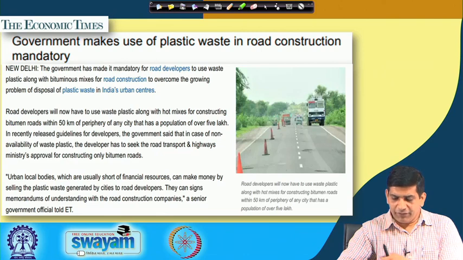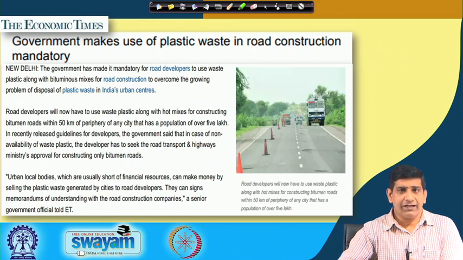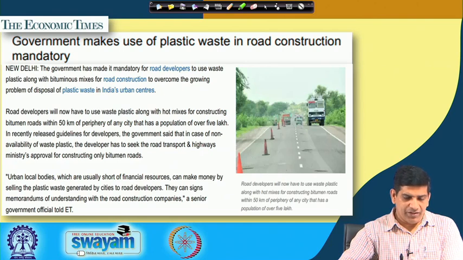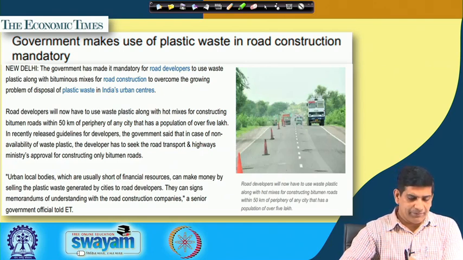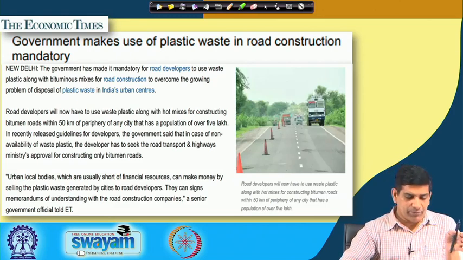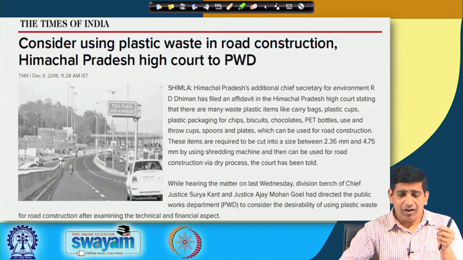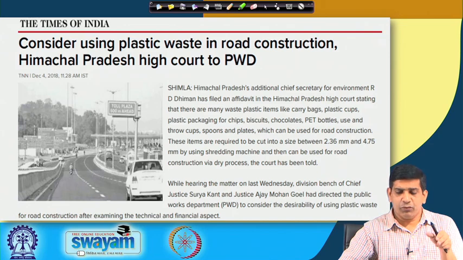Road developers will now have to use plastic waste along with hot mix bitumen in road construction within 50 kilometers of the periphery of any city that has a population of over 5 lakhs. So, for any city with over 5 lakhs, the plastic waste collected from that city, part of that has to be used in road construction. So, that has been made mandatory. So, that is already there. The urban local bodies can actually make money from selling this plastic waste to the road developers. So, they can sign a memorandum of understanding, those kinds of things. Then also consider using plastic waste in road construction.